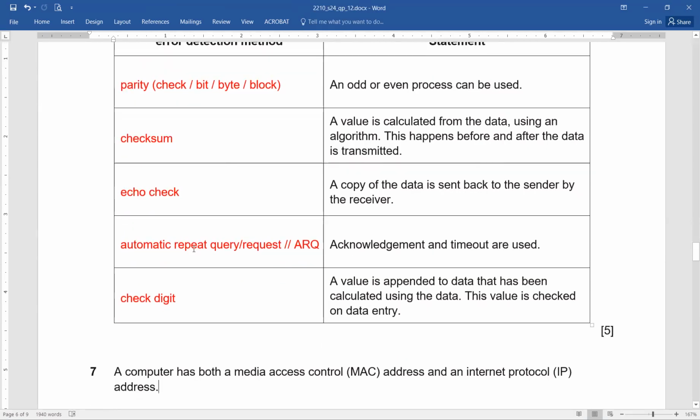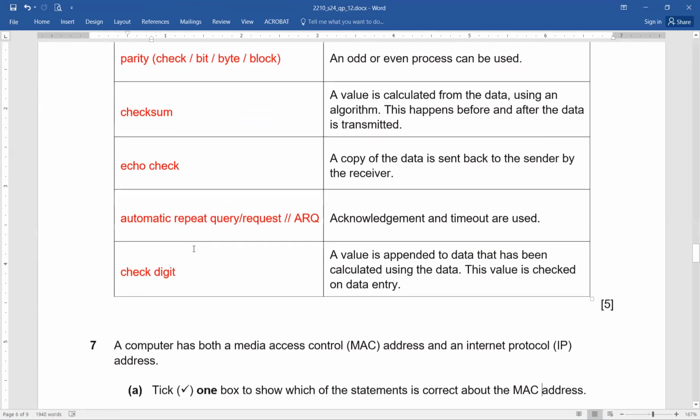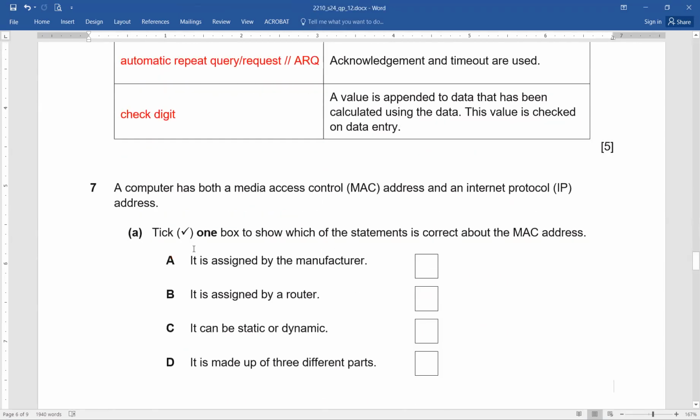Okay. Now, question number 7. A computer has both a MAC address and an IP address. Tick one box to show which of the statements is correct about the MAC address. Now, this is the question. You can see this, assigned by the manufacturer. Now, this is the MAC address. Assigned by the manufacturer seems to be correct.